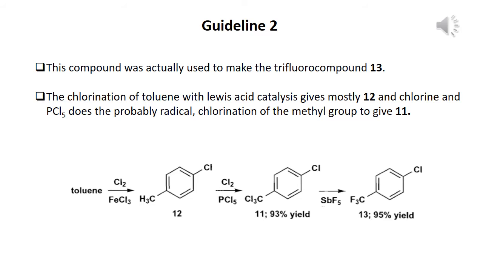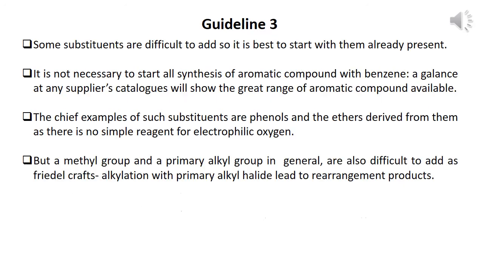Using PCl5 we have chlorinated this methyl attached to the aromatic ring, and then we have just done the fluorination in the presence of antimony pentafluoride. We have converted this CCl3 into CF3, and we got a 95% yield in the product number 13.